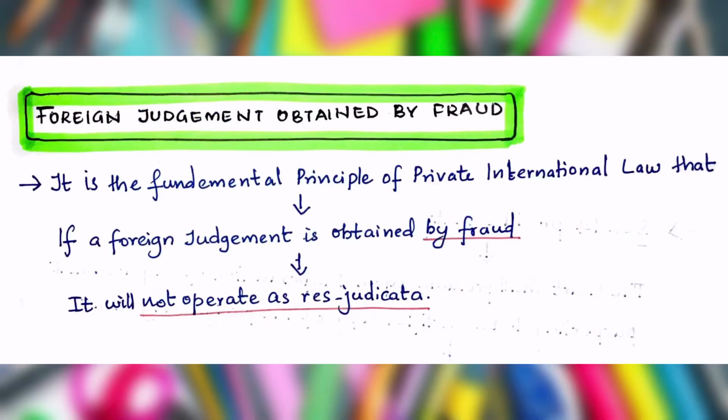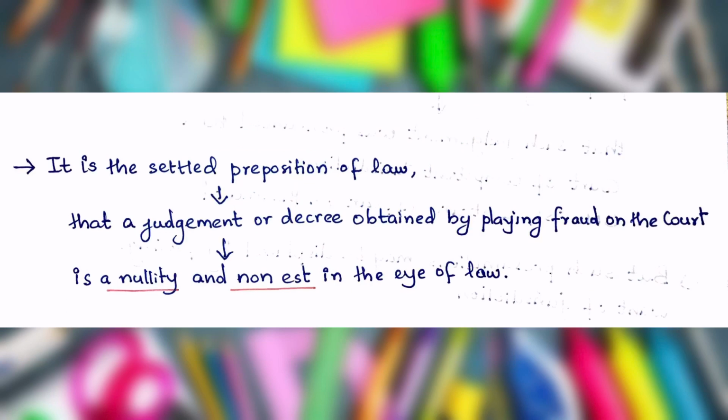And the fifth case was foreign judgment obtained by fraud. It is a fundamental principle of private international law that if a foreign judgment is obtained by fraud, it will not operate as res judicata. It is the settled proposition of law that a judgment or a decree obtained by playing fraud on the court is a nullity and non est in the eye of law.